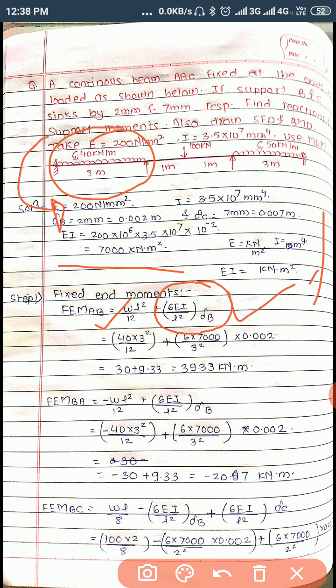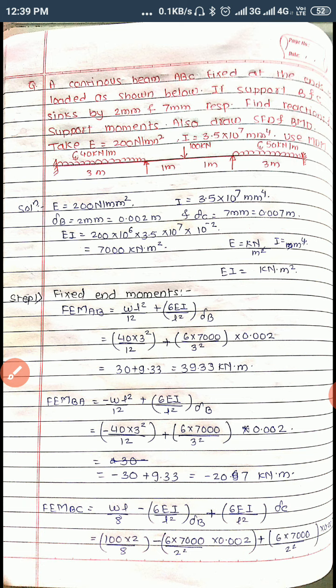These are the fixed ends, and this support B settles. That's why the beam has to create an equivalent opposite amount of moment over here. We know how this formula comes, 6 EI delta upon L square. We have seen that in the first unit.